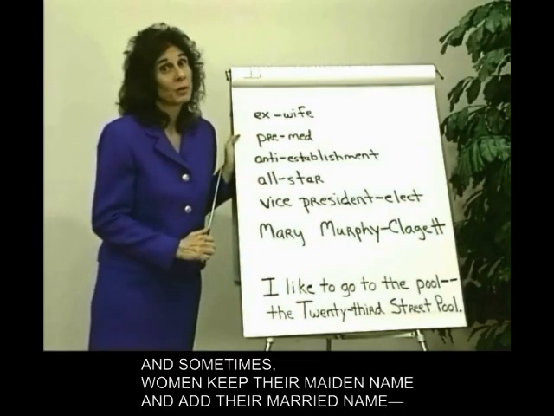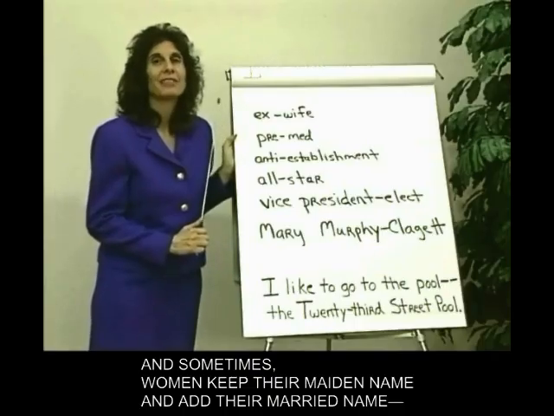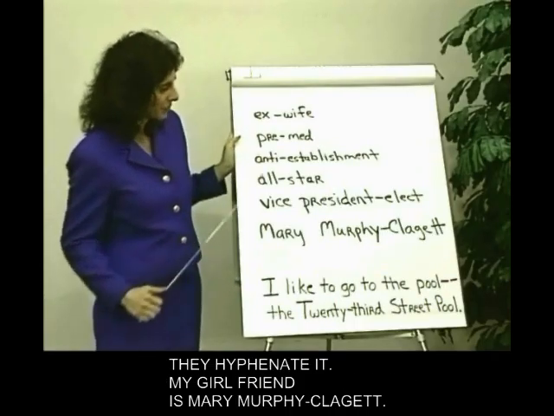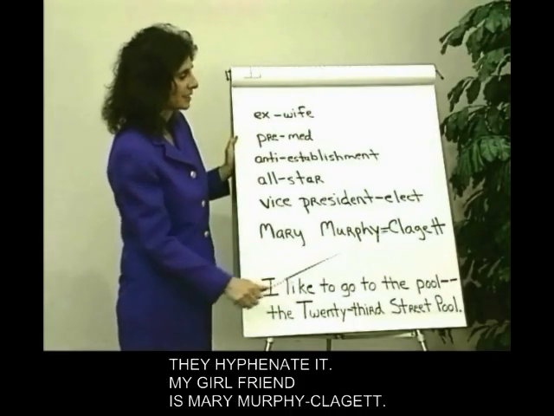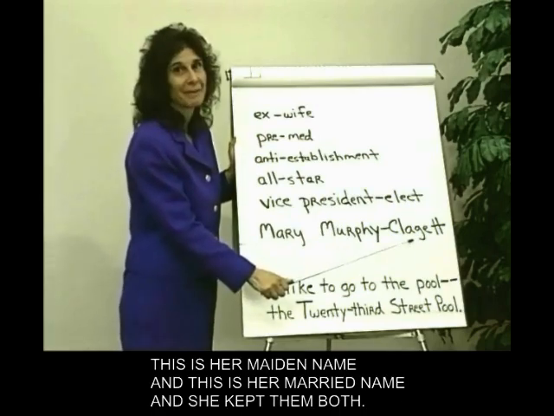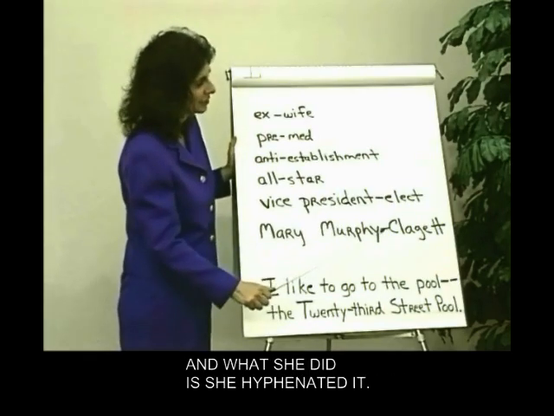And sometimes women keep their maiden name and add their married name. They hyphenate it. My girlfriend is Mary Murphy Claggett. This is her maiden name and this is her married name, and she kept them both, and what she did is she hyphenated it.